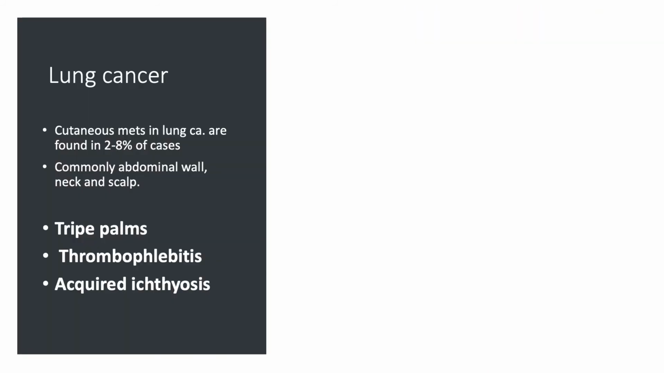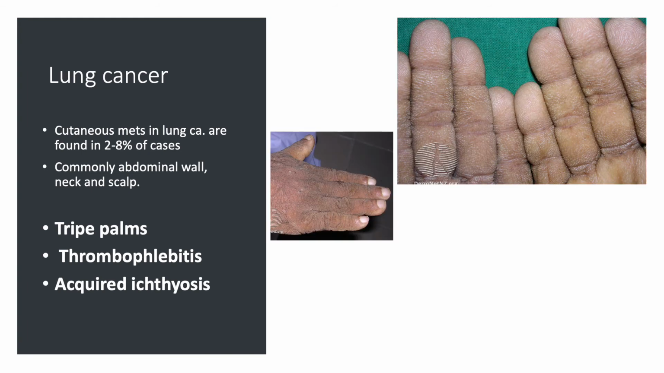Lung cancer is another respiratory condition that has cutaneous manifestations. Cutaneous mets in lung cancer are found in about 2 to 8% of lung cancer cases, and they commonly affect the abdominal wall, the neck, and the scalp. So the first manifestation I'd like to talk about relating to lung cancer is what they call tripe palms.